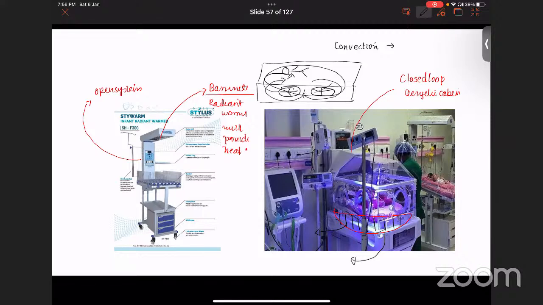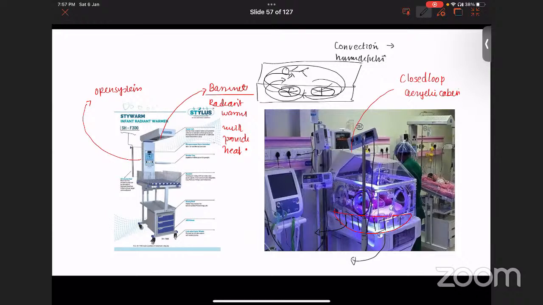This is convection, and humidification can be done in the incubator, which cannot be done in your radiant warmer. This is one thing. And second thing, approaching the baby to do some procedure is very easy in the radiant warmer, whereas in your incubator you cannot do that. You have two ports, right?